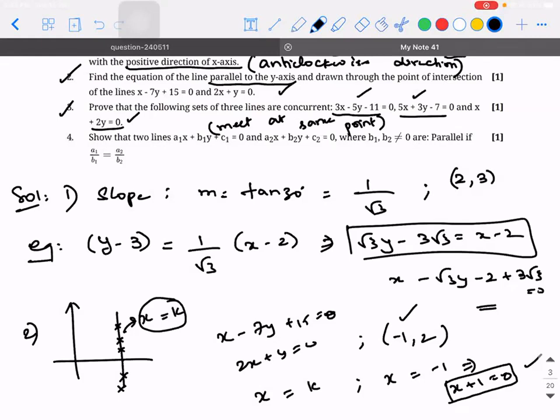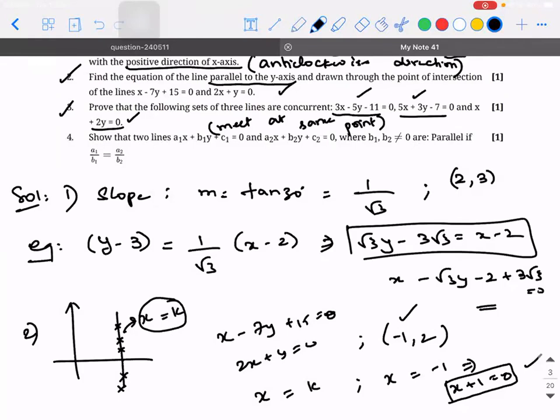So if I solve two lines, what do I get? If I solve the equations of two lines, that is, when you solve linear equations in two variables, what do you get actually? X and Y, sir. X and Y means what? The point at which the two lines intersect.